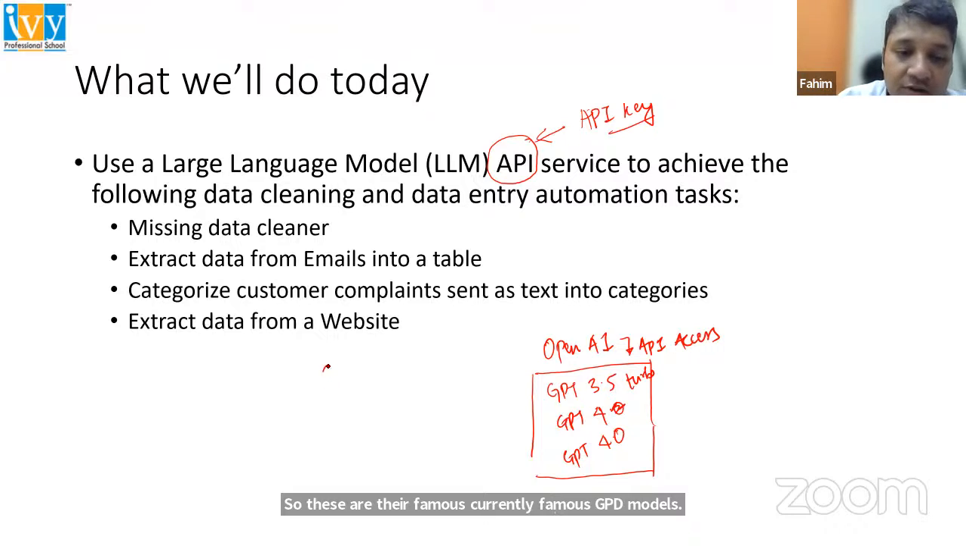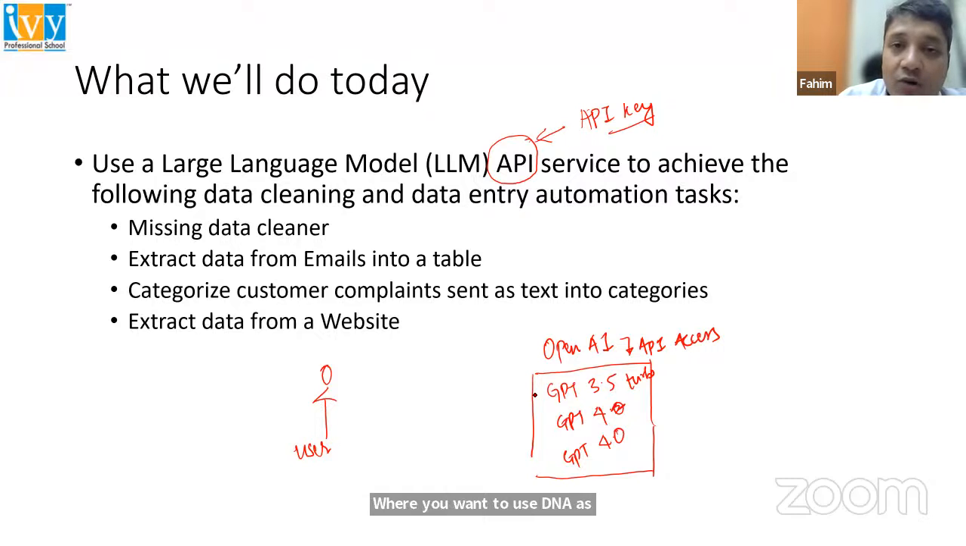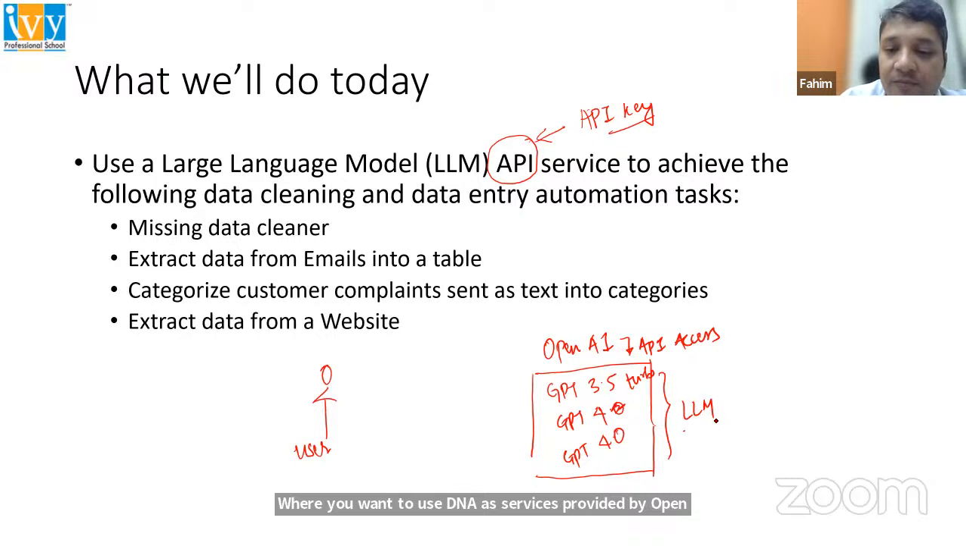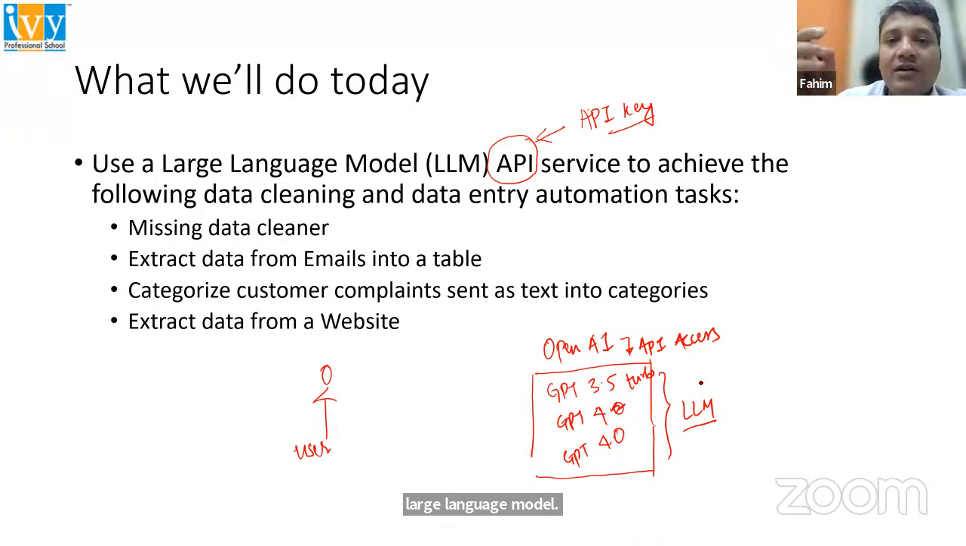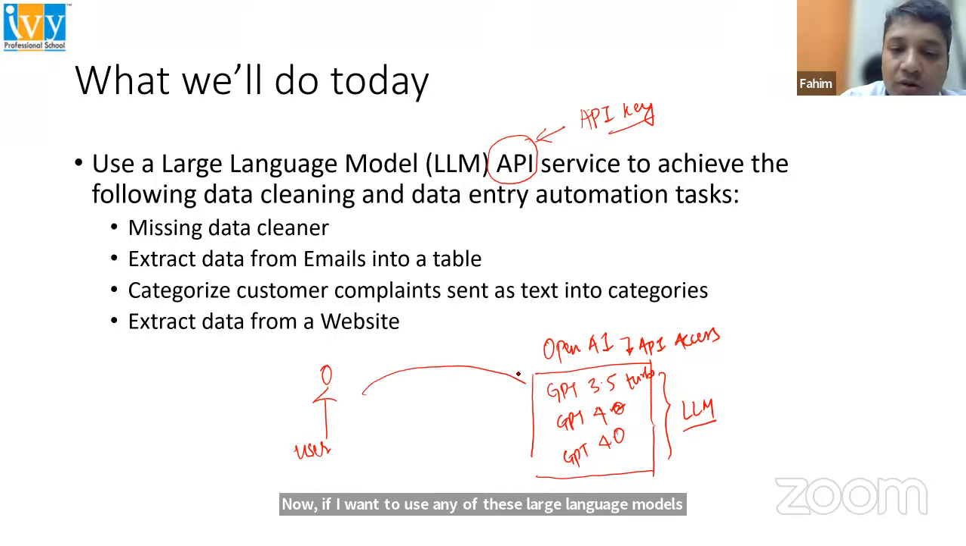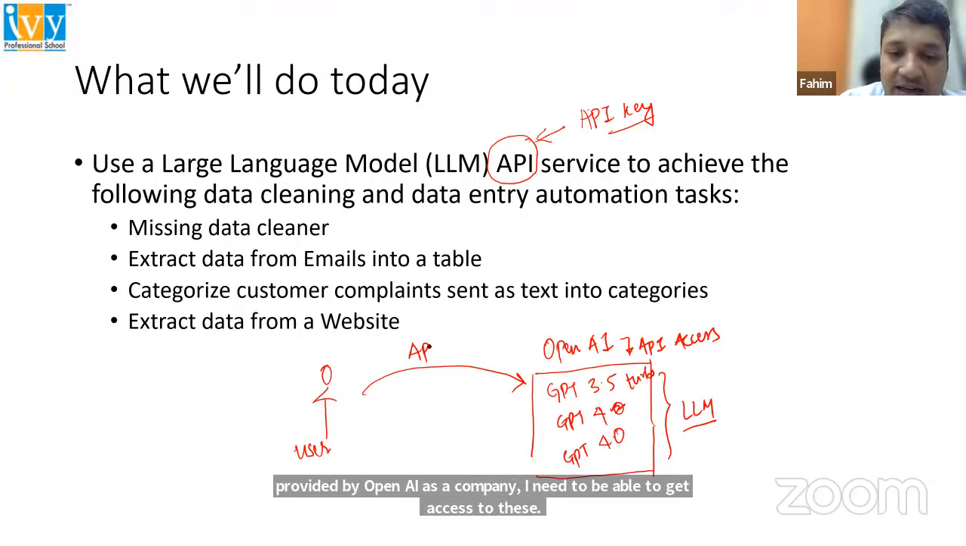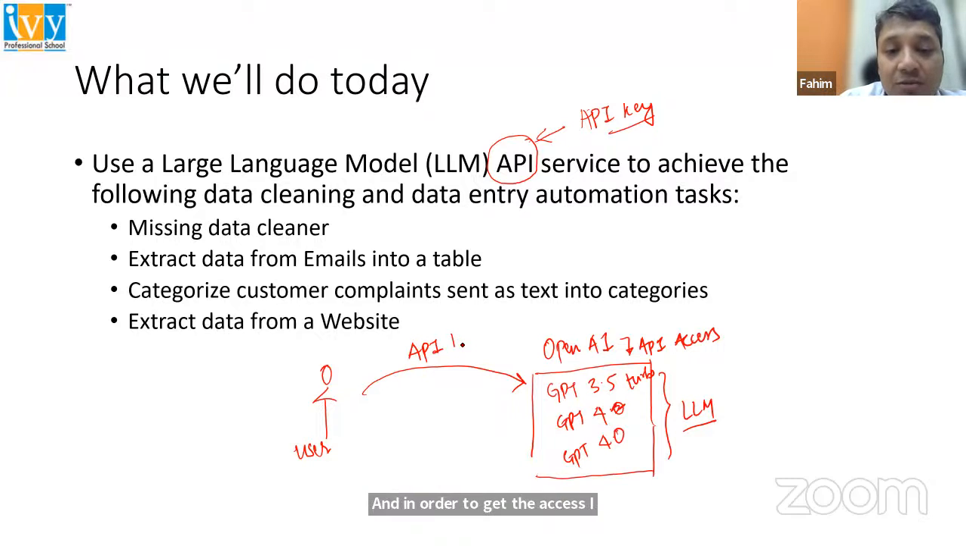But you, as a user, if you're building a platform or an app where you want to use GenAI services provided by OpenAI's large language models, which are all pre-trained and pre-configured for public use, then you need access to these LLMs. And in order to get the access, I need to have my API key with me.